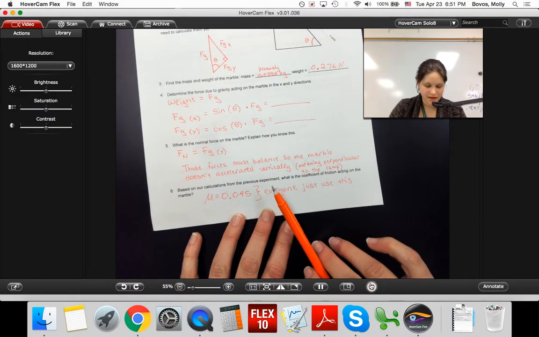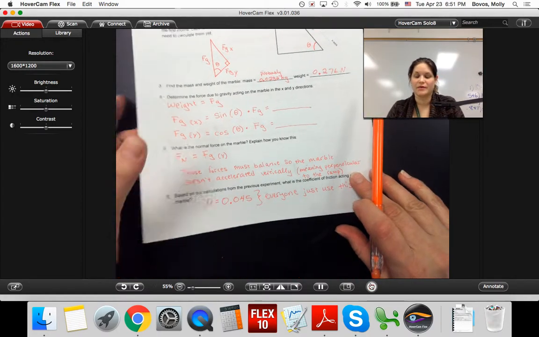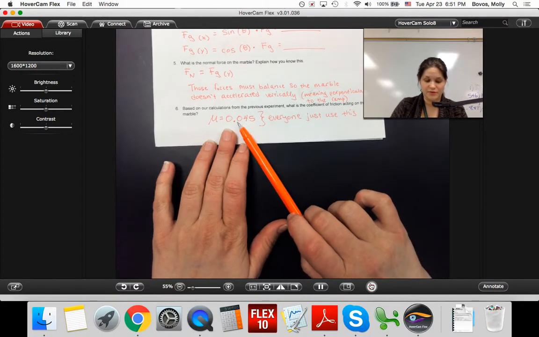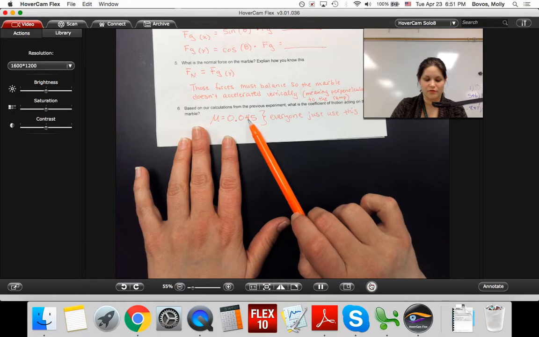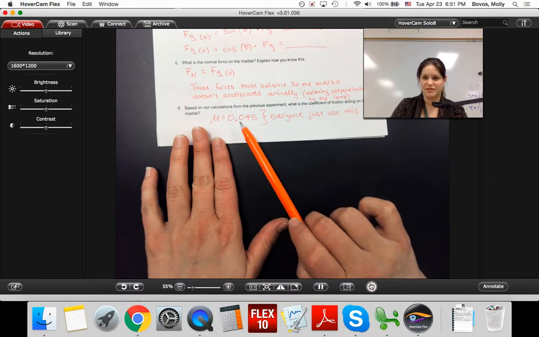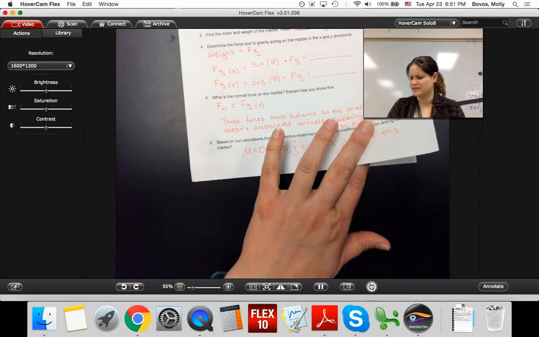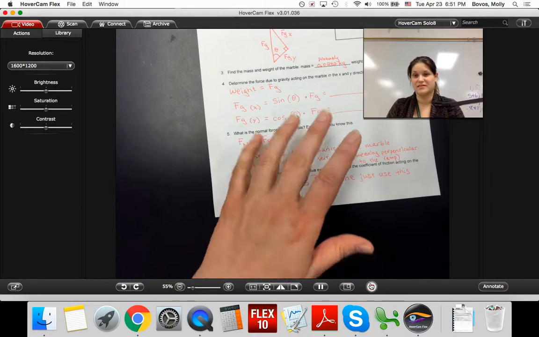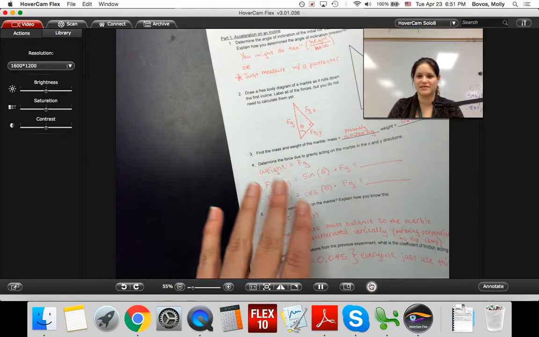Okay. Last question on the front is what are we going to use for a coefficient of friction? We're going to go ahead and just have everybody use mu is equal to 0.045, which is roughly where we should be getting. There was a lot of error on the last one just because this is a lab that can have a lot of error, so we're just going to go ahead and use that standard value.